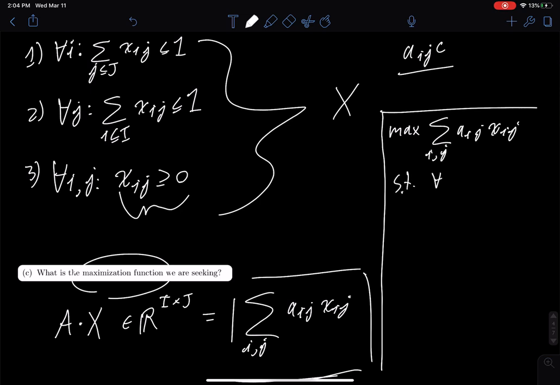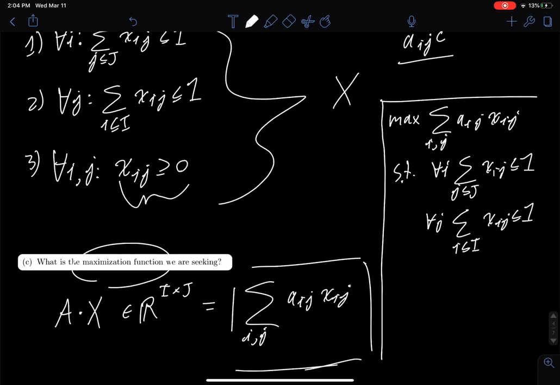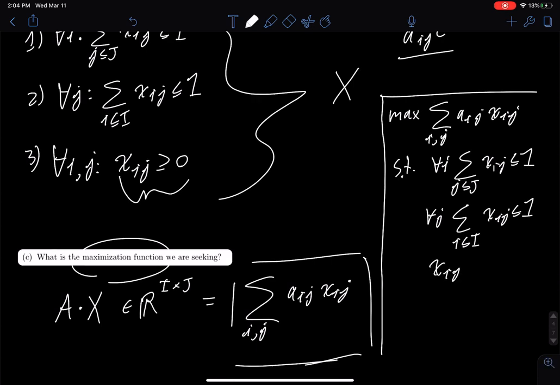such that every single worker spends no more than a single day working, and every single job has no more over all workers than a single day's work put into it, and that these are all nonnegative values.